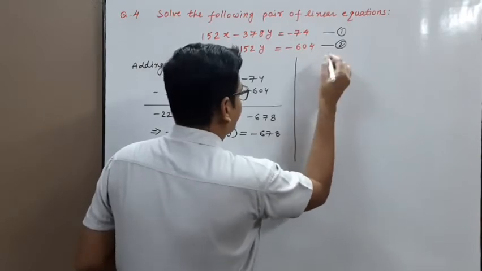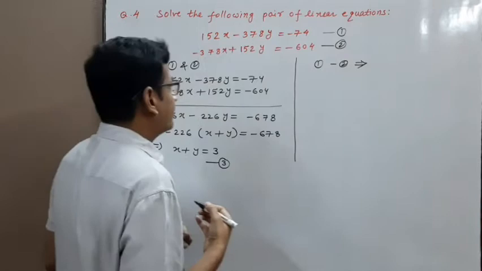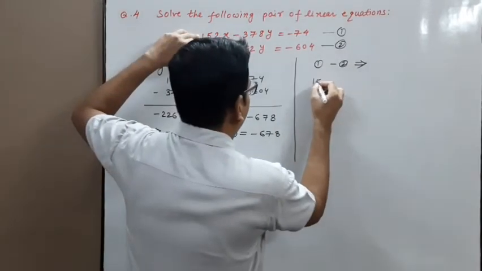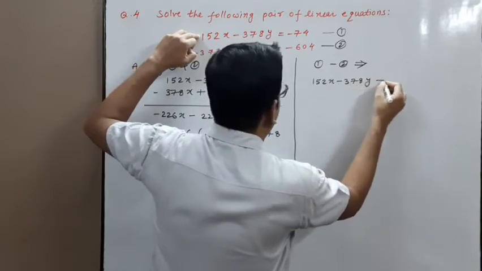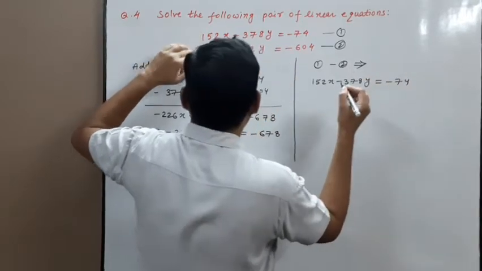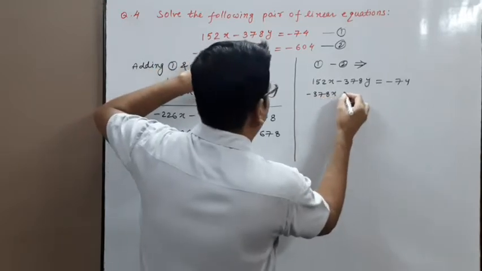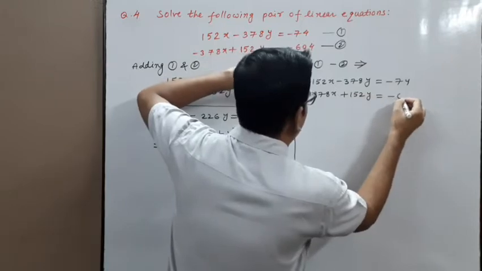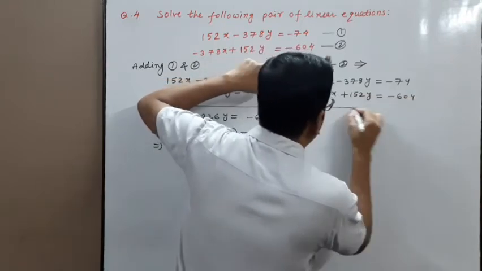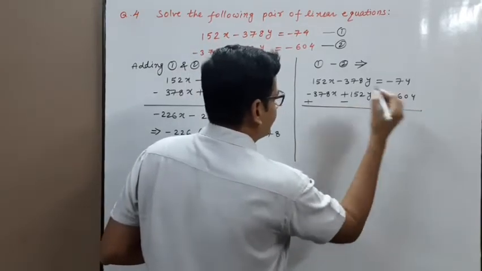Now subtract equation 2 from 1. 1 minus 2. Again write 152x minus 378y equal to minus 74, minus 378x plus 152y is equal to minus 604. When we subtract, the sign will be changed. Plus, minus, plus.